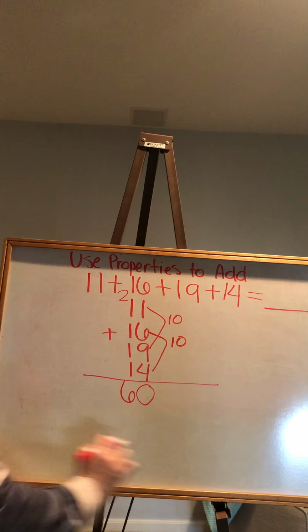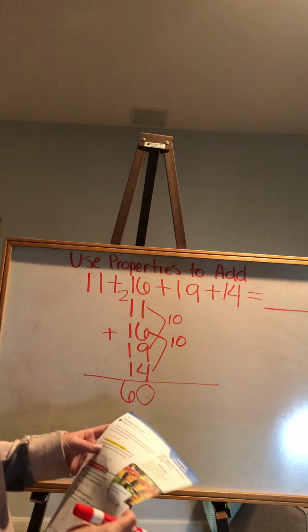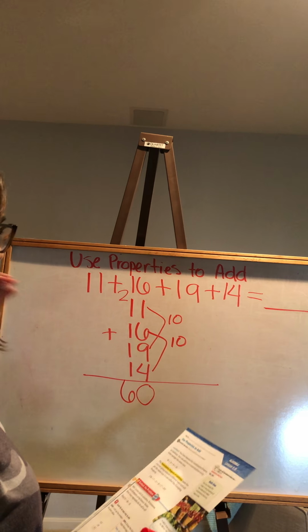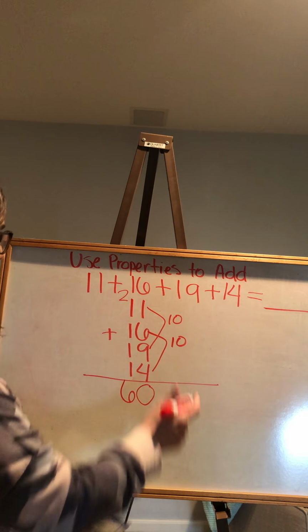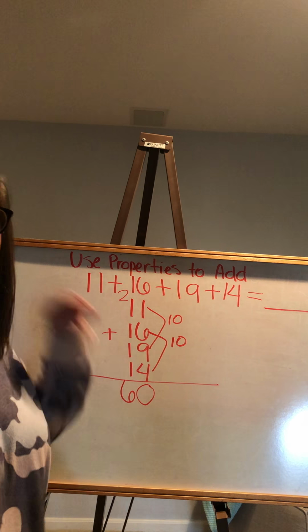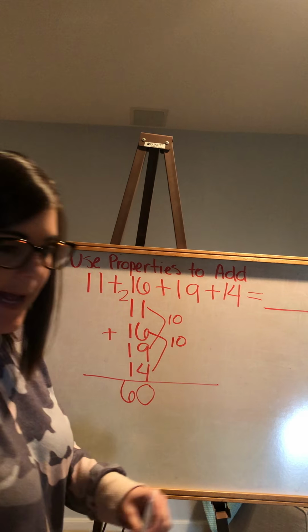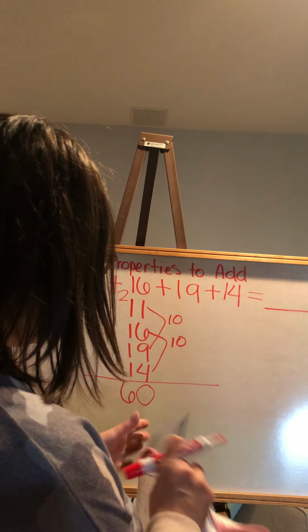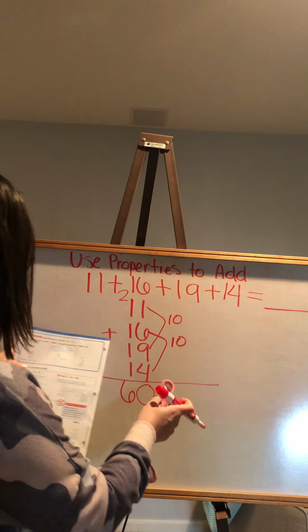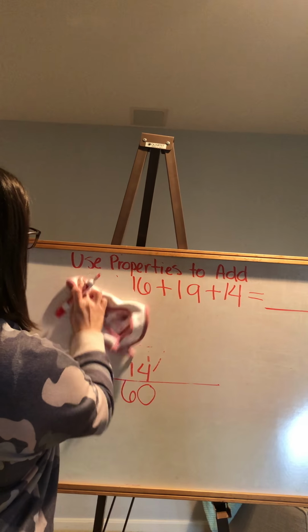This is the commutative property, okay? The commutative property is you add two or more numbers in any order and get the same answer. So we added all different ways. We took the numbers and switched them all around. That is the commutative property. No matter what, you're going to get the same answer, okay? Now, let's do an example for associative property here.